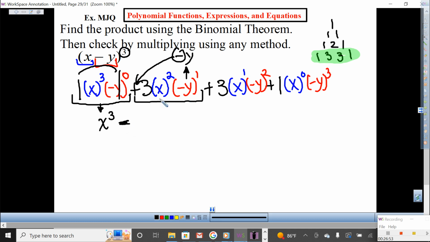Is there another number other than 3? No, bring it down. Bring down the x squared, and then what was left over here that we took away the negative? We're left with the y. Let's go to the next term.